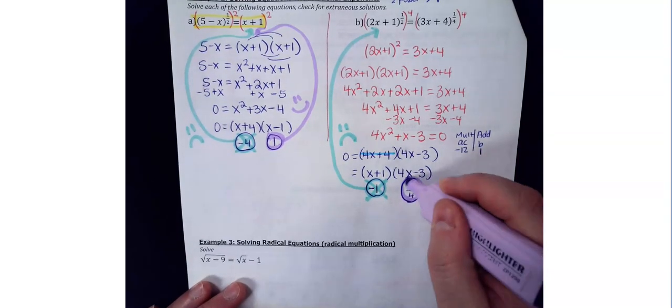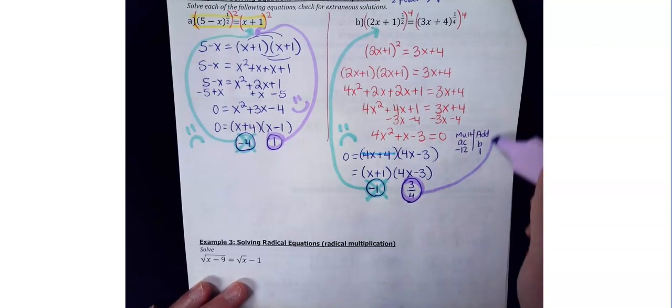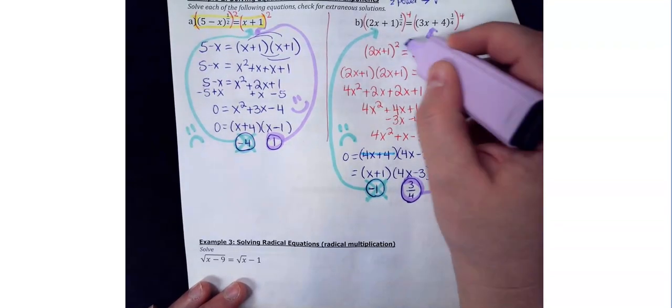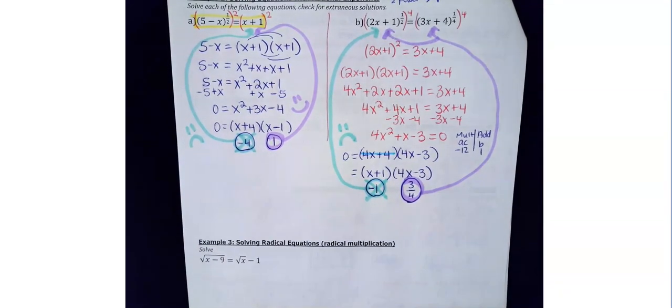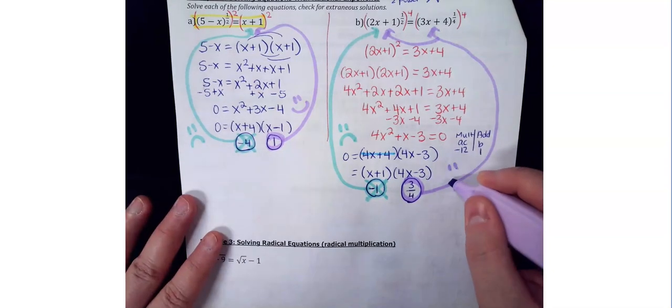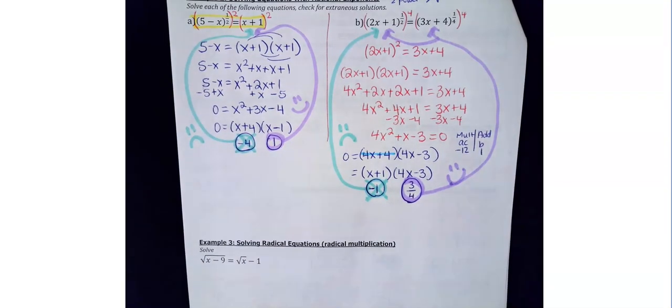The 3/4, though, you wouldn't even really have to check. Everything's being added here. If I plug in a positive number, and I would check both of those because I can't take the square root or the 4th root of a negative, but if I just put in 3/4 there, I'm not doing anything that's going to introduce a negative, because it's 2x plus 1 and 3x plus 4. As long as that's positive, that'll work. So 3/4 is going to be your answer for that question. The negative 1 doesn't work because it makes you take the square root of a negative on the left-hand side.